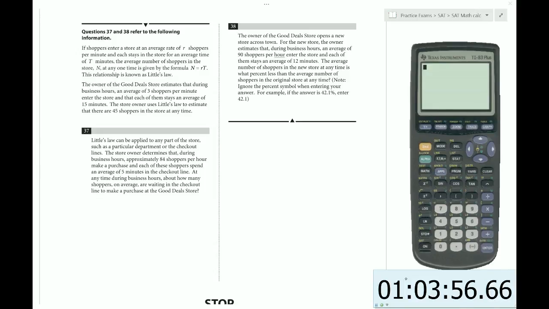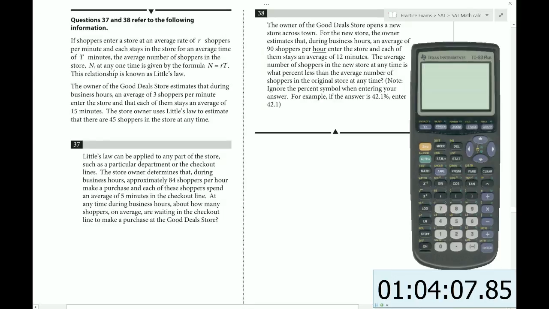All right, last two questions. If shoppers enter a store at an average rate of R shoppers per minute and each stays in the store for an average time of T minutes, the average number of shoppers in the store at any time is given by the formula N equals R times T. This relationship is known as Little's Law.